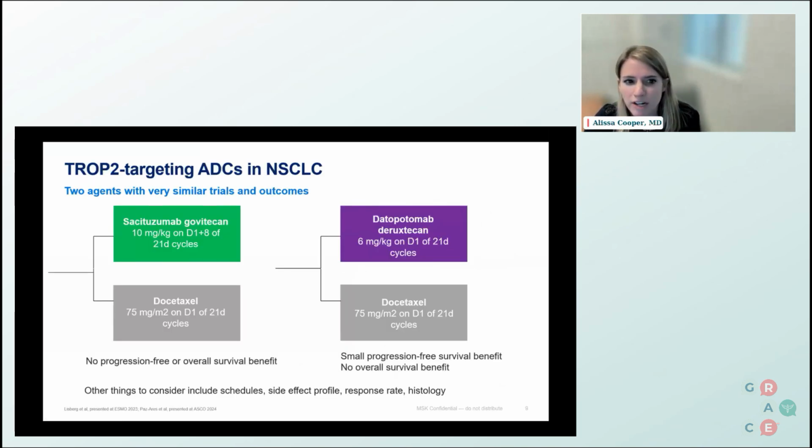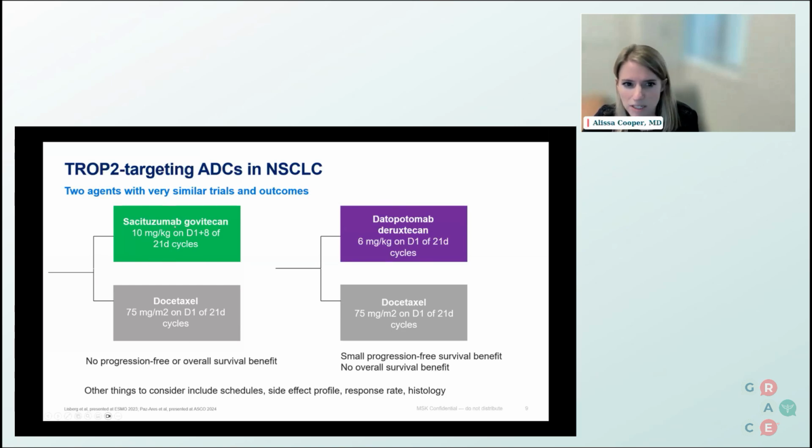And there were two very similar agents, sacituzumab govitecan, which I just said on the last slide, and datopotamab deruxtecan, which were compared in very similar trials against this chemotherapy docetaxel, which is our very standard second-line chemotherapy for when patients have had cancer grow after they have their first line of treatment. And unfortunately, the results were not super exciting. They were a little disappointing in terms of what we had hoped we would see.